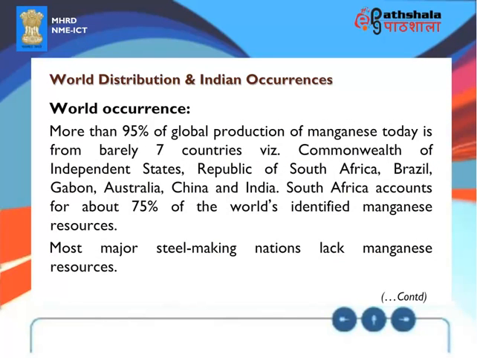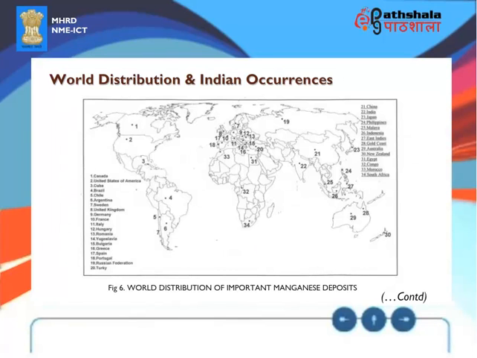World occurrence. More than 95% of global production of manganese today is from barely 7 countries, namely the Commonwealth of Independent States, Republic of South Africa, Brazil, Gabon, Australia, China, and India. South Africa accounts for about 75% of the world's identified manganese resources. Most major steelmaking nations lack manganese resources. World distribution of important manganese deposits.